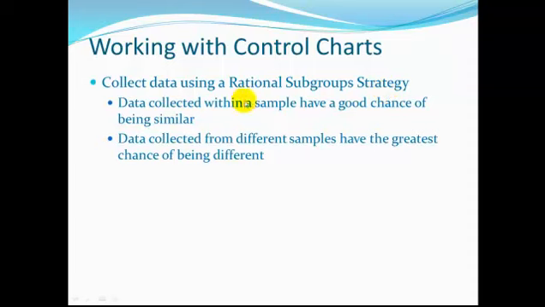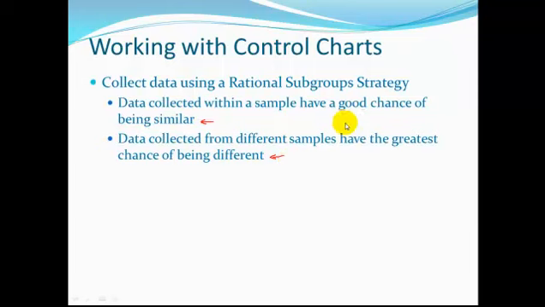And the goal was they would try to get data within that sample to give you a really good snapshot of what's going on at that particular moment. And so the bottles they were pulling off the line should look all alike. They should come from the same distribution because they were taken at the same time. And so the data collected within a sample, we want them to be as similar as possible. But when they came back an hour later, and then an hour after that, an hour after that, it gave it an opportunity for the distributions to change. Data collected from different samples have the greatest chance of being different.